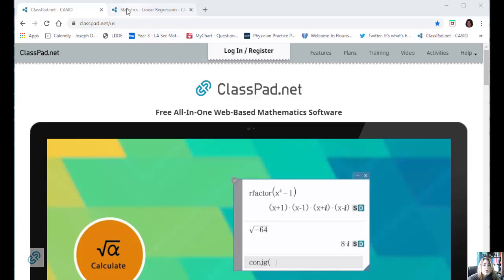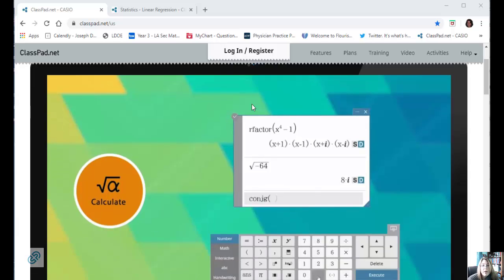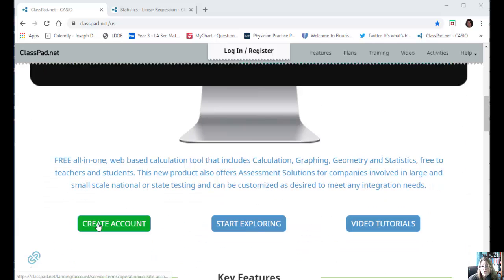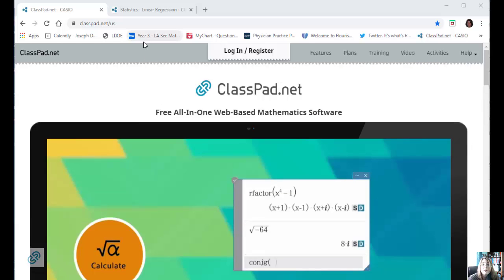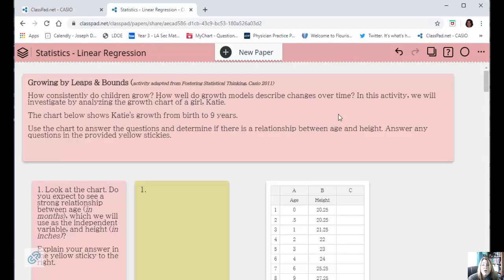So for this activity, again, I'm using ClassPad.net. Here's the landing page. If you don't have an account, I suggest you get one. It's free, and that way when you are working on these mini math lessons, you can actually save them and duplicate them into your own account. If you have an account, you get this option up here to duplicate anything that's shared by someone else, and then it becomes your own copy that you can edit. So that's something to think about.